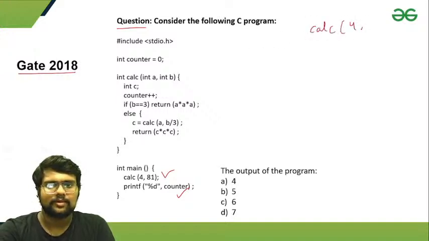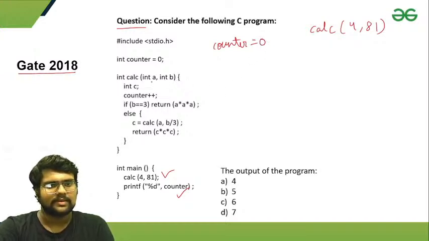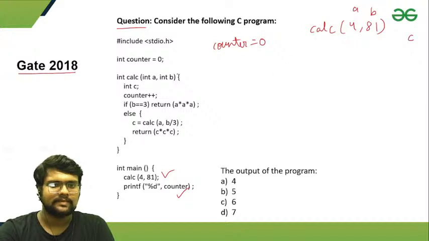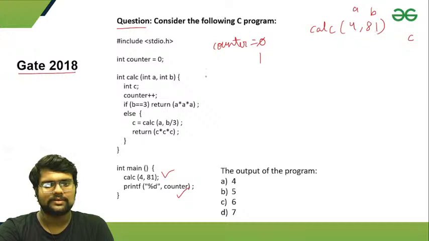Okay, so calc(4, 81) is called, and we have a counter variable which is initialized with 0. When we enter the code, this will be a, this will be b, and we have also a variable c. So first we increment the counter variable, so it will become 1. Then we check whether b is equal to 3 or not. Here b is 81, so it is not equal to 3. So we will go to the else condition.